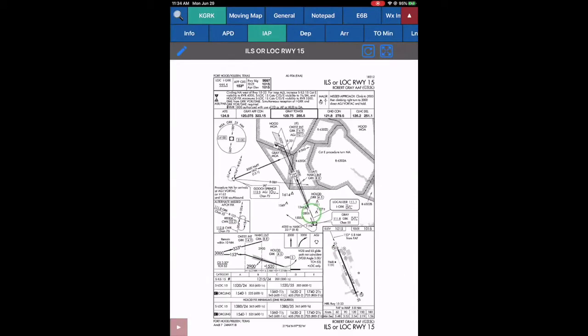Okay, let's talk about the ILS. That is a precision approach. Generally speaking, where is the final approach fix for an ILS? Generally speaking, where is the missed approach point for an ILS? What about a non-precision, like a localizer? Is there any difference? Where is the final approach fix and where's the missed approach point for a non-precision?